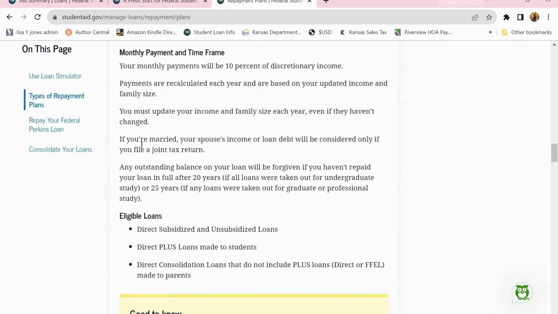Here's what I talked about earlier. If you're married, your spouse's income or loan debt will be considered only if you file a joint return. So that is a caveat, that is a change. In the past, your spouse had to be a part of this regardless of whether you file single, married filing single or married filing joint.